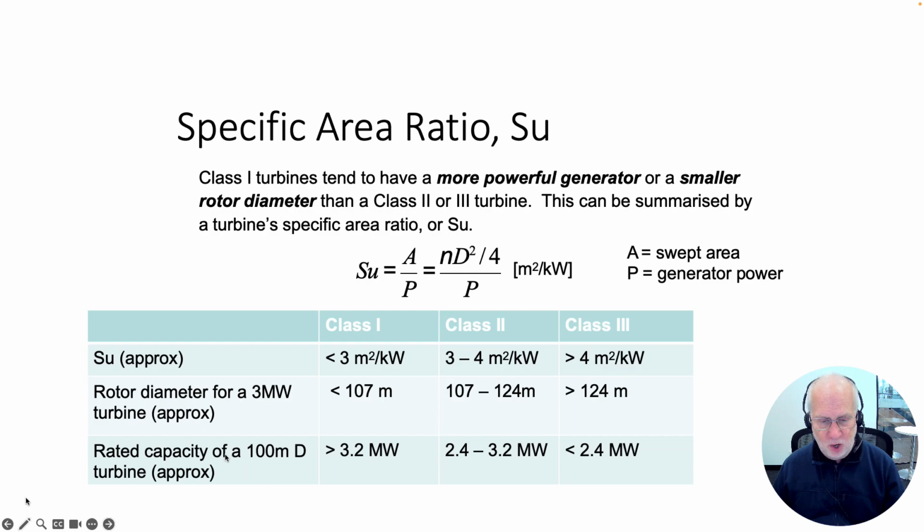If, on the other hand, you fix the rotor diameter at 100 meters, then you can see the power is different. A 100 meter thing will get more than 3.2 megawatts if it's class 1 and less than 2.4 megawatts if it's class 3.